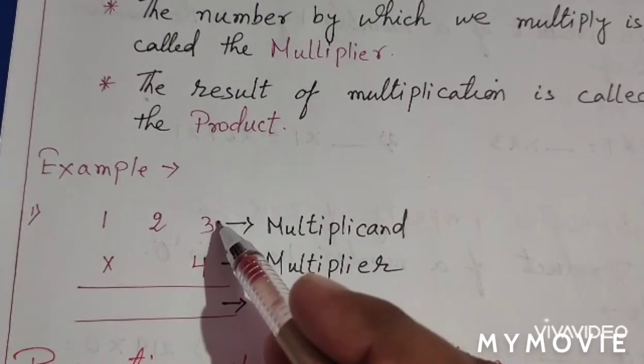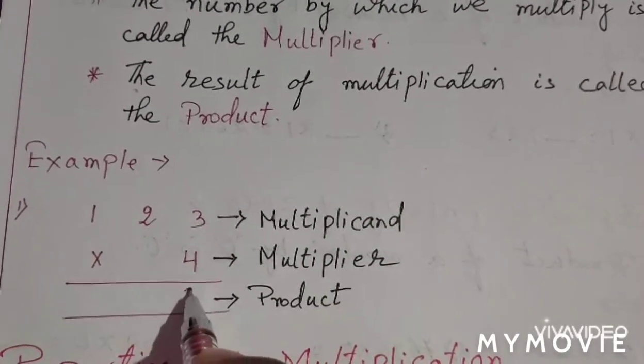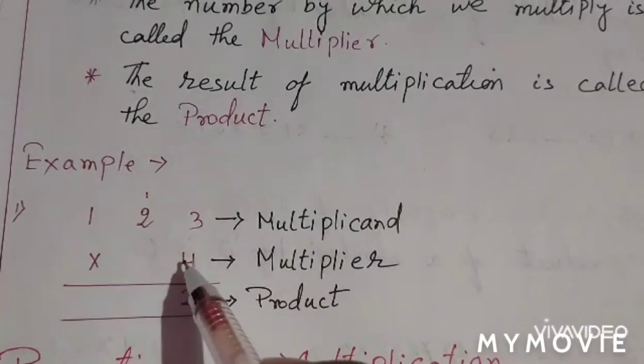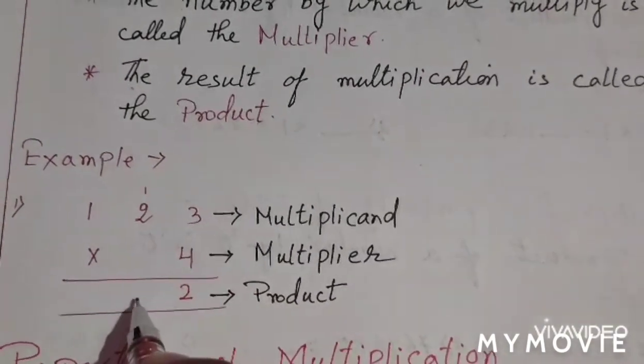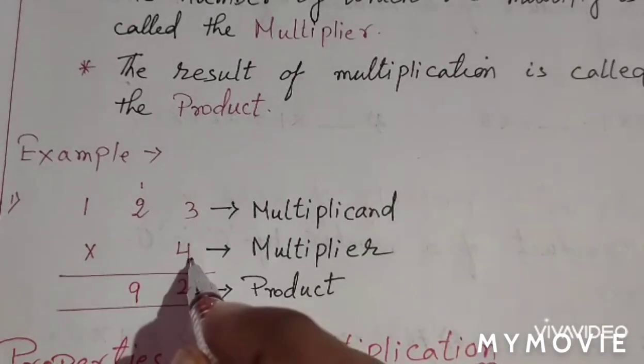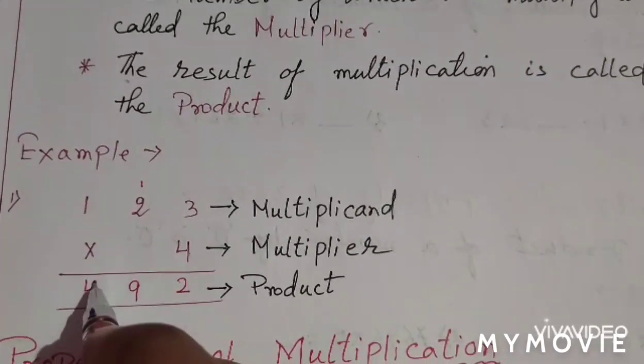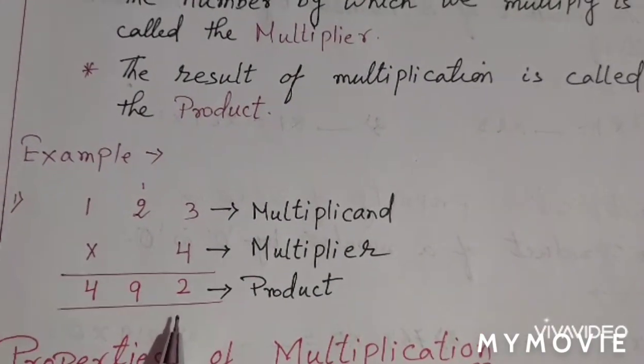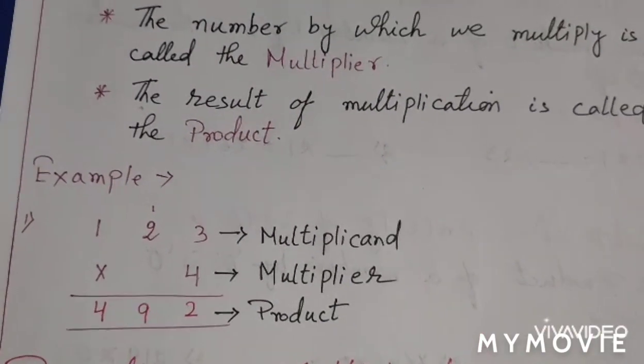4 3s are how much? 12. Write 2, carry 1. 4 2s are 8 plus 1 will give you 9. 4 1s are 4. So we got 492. This is your product. Understood, children?